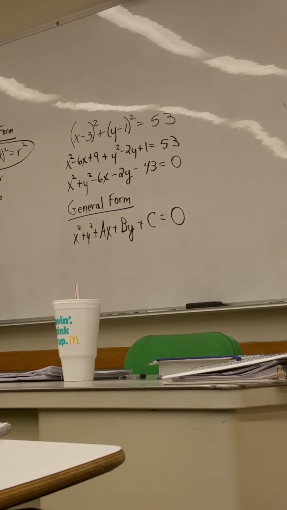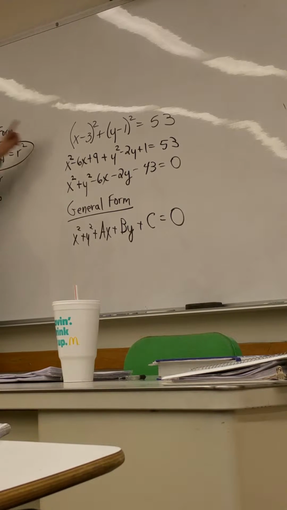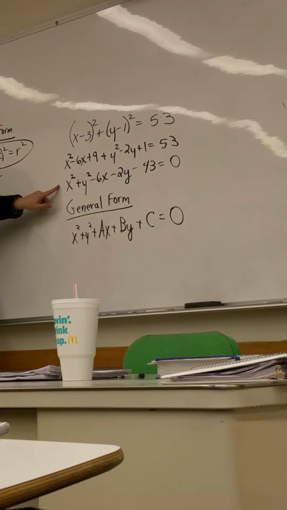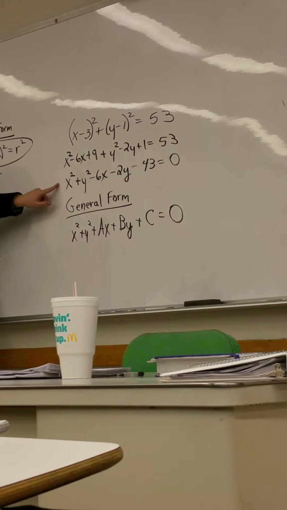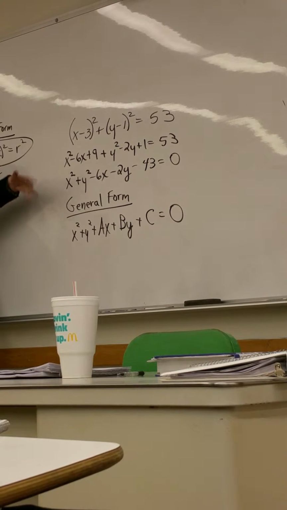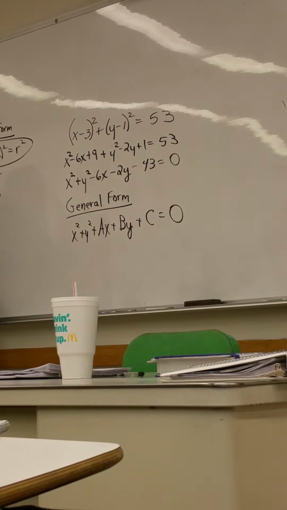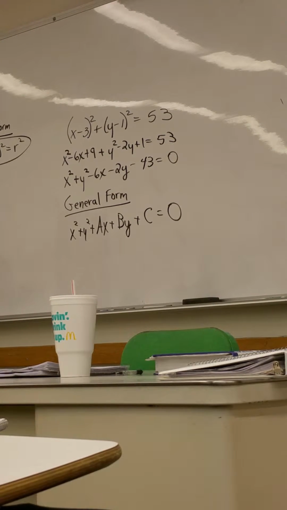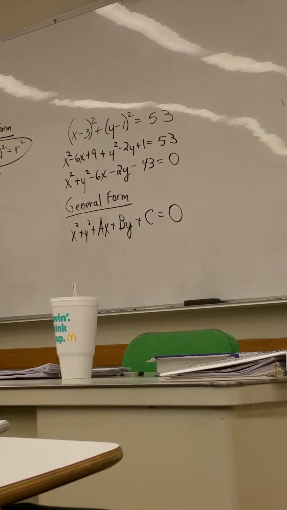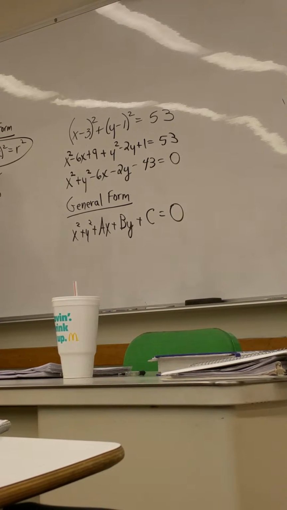How difficult was it to go from standard form to general form? Not very. You just have to be careful multiplying things out and combining the like terms together. The next thing to do is look at how do you go from general form to standard form. How do we go backwards?